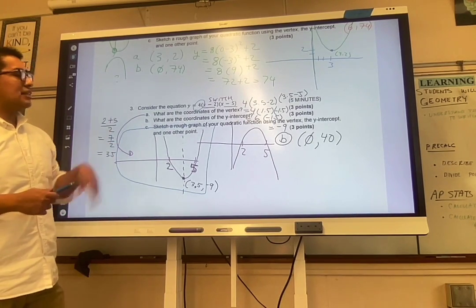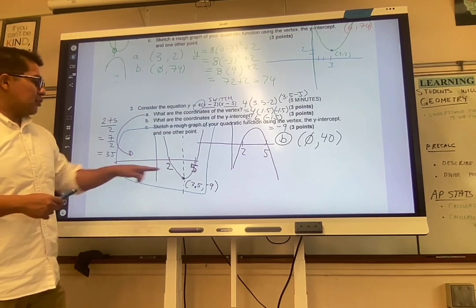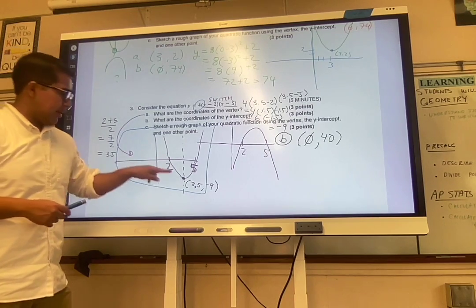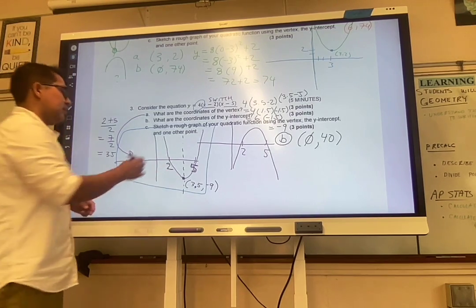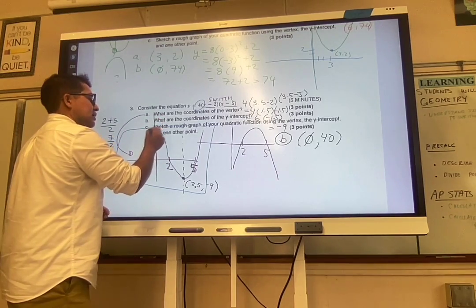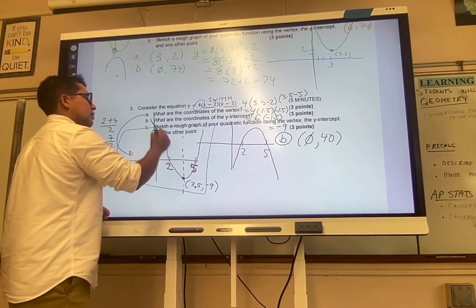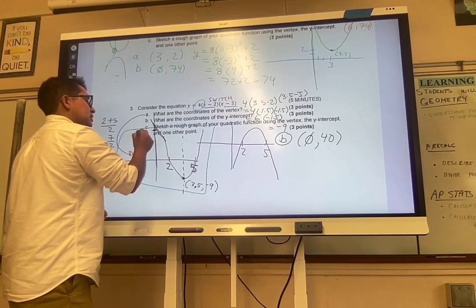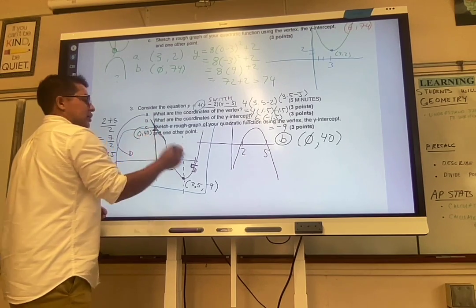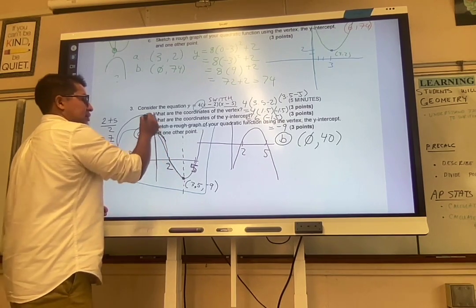Okay, last but not least, same question as before, sketch a rough graph. So we kind of already have a rough graph going. We have the vertex, and we now know that the y-intercept is going to be 0, 40. That's where it crosses the y-axis. So you can draw it like that.